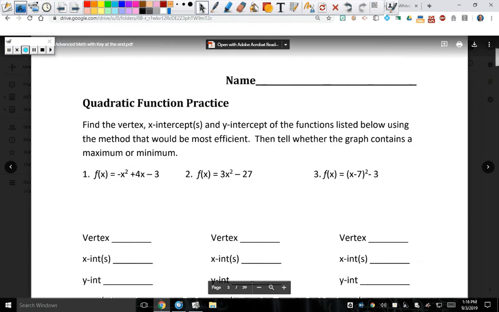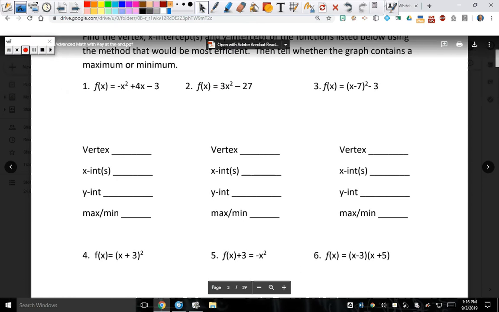All right, so let's go ahead and go through some problems. Out of 1 through 3, which one do you all want to do that you think looks more difficult? 3. Okay, looking at 3. What form would I use? Standard, factored, or vertex? Come on, guys. Vertex form. So this is vertex form. So the vertex is going to be, what's the x value? 7, and then -3. So 7, -3.